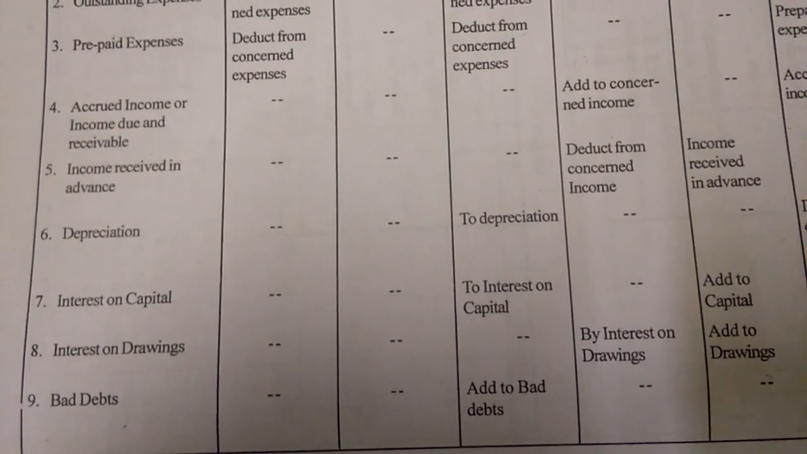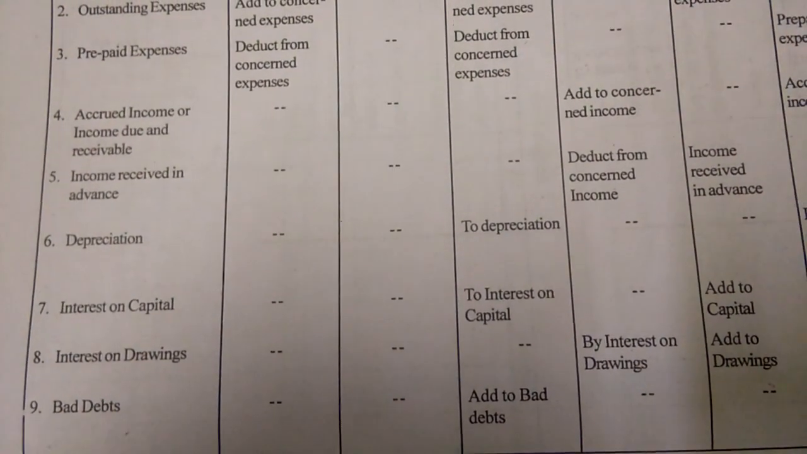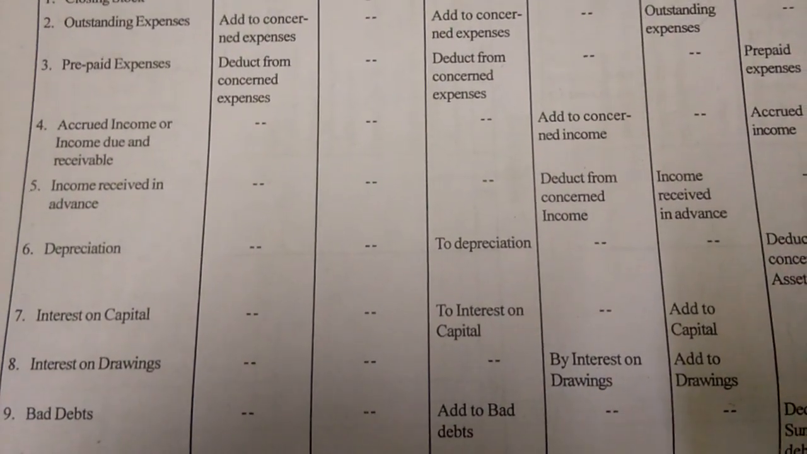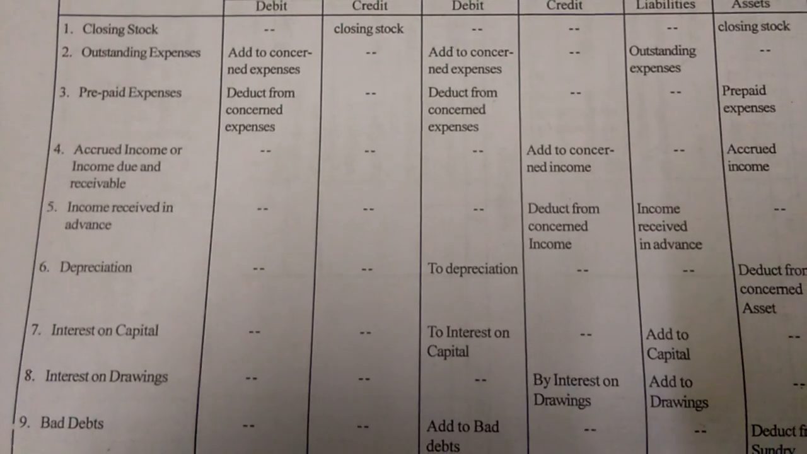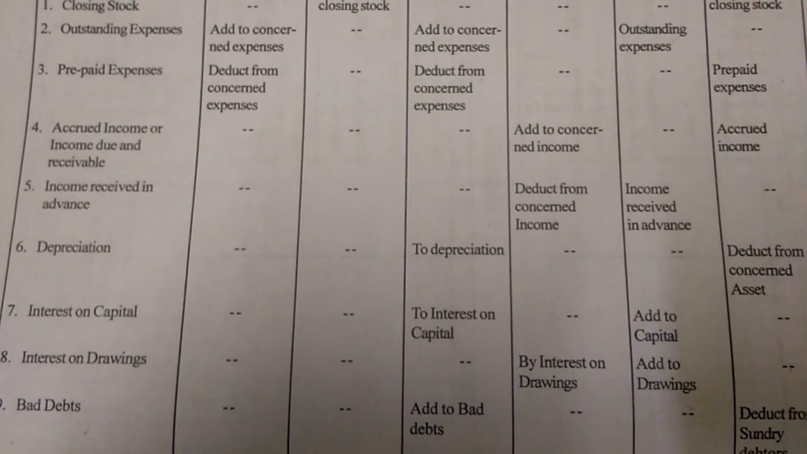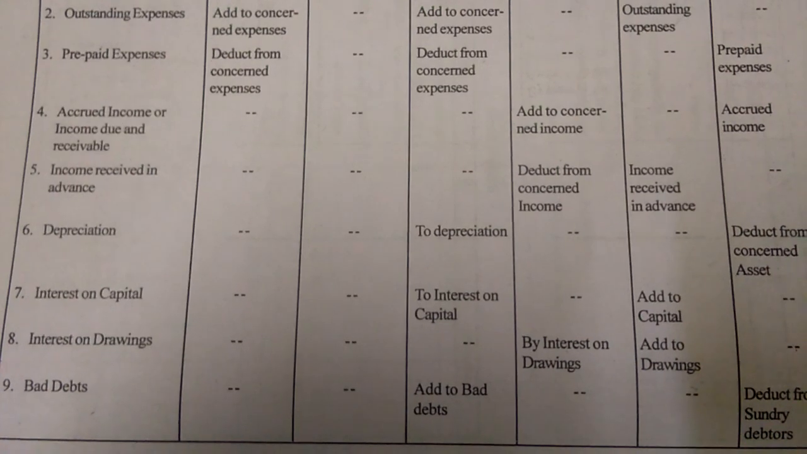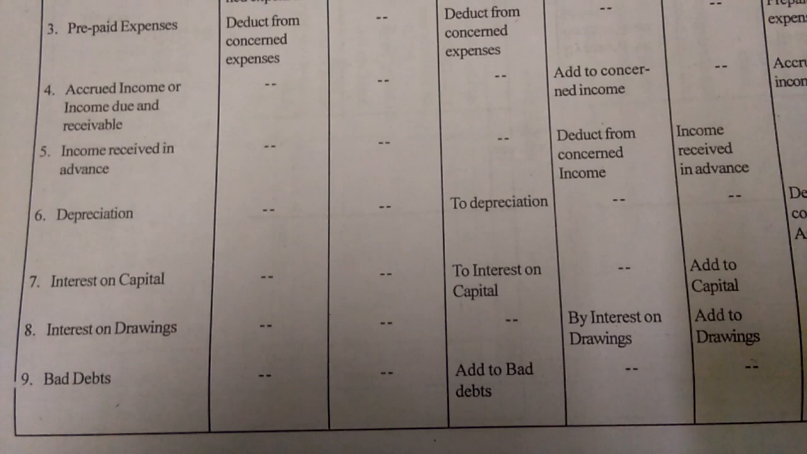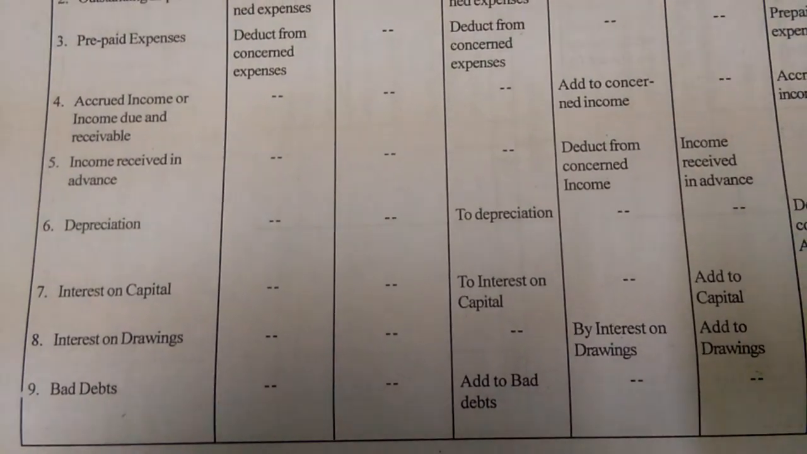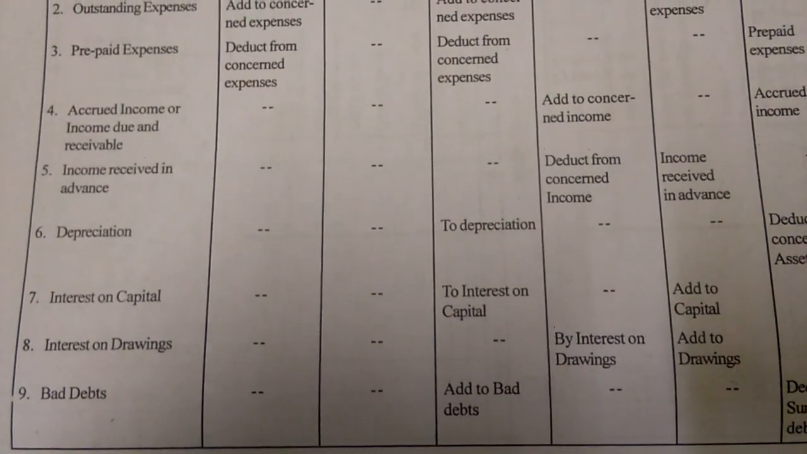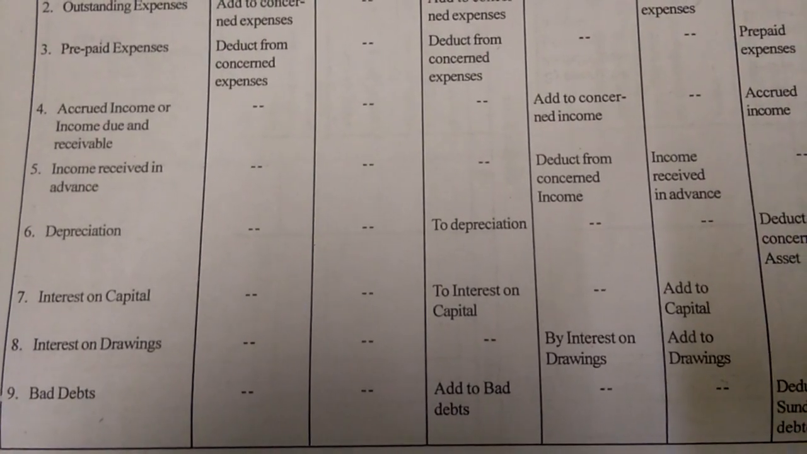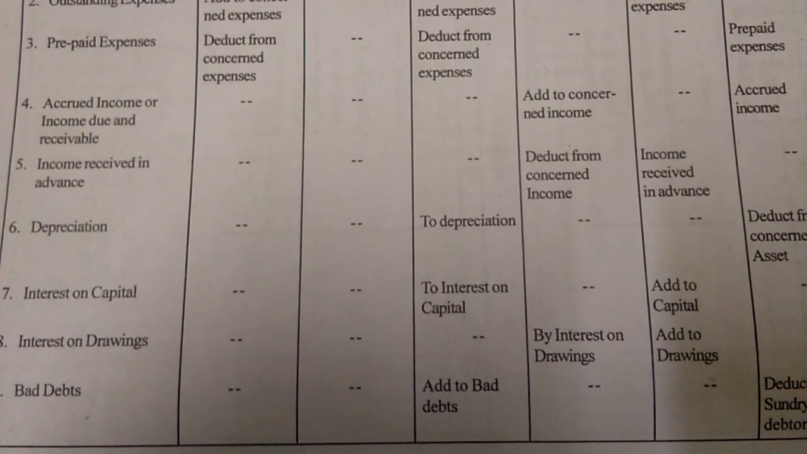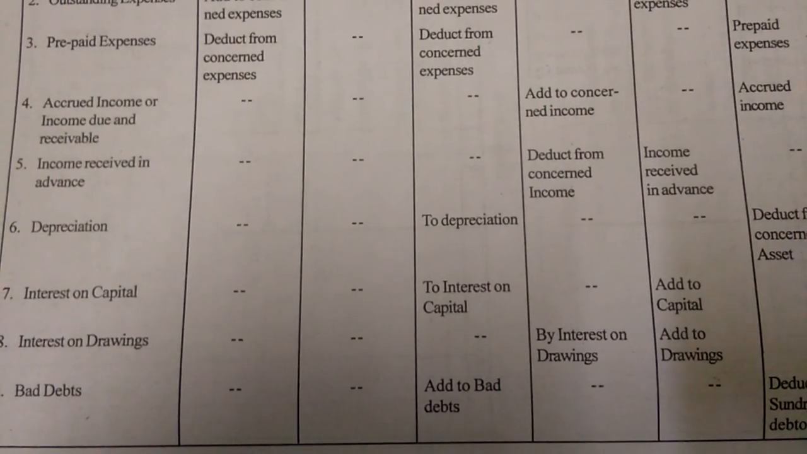Next one, accrued income due receivable: add to concerned income in the profit and loss account credit side, and shown in the asset side of the balance sheet. Next, income received in advance: deducted from concerned income in trading and profit and loss account in credit side, and shown in the liability side of the balance sheet.